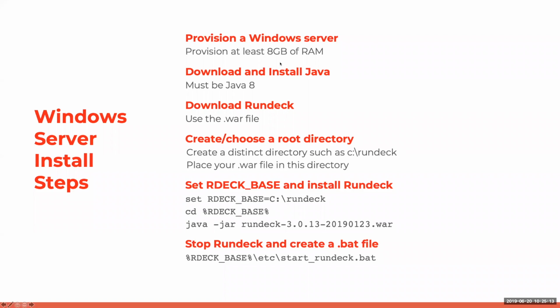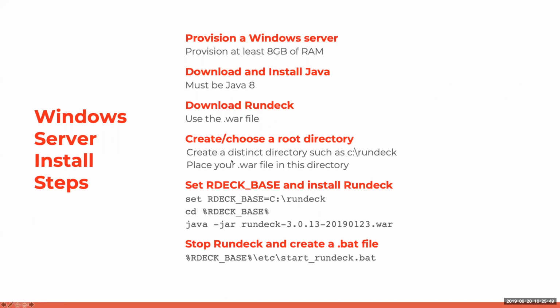In my own personal experience, I'd say you want to have at least 8 gigs of RAM. I know our minimum in our system requirements is 4 gigabytes, but with Windows, it seems like Windows is a bit of a RAM hog. So I'd start with a little bit higher amount, and you'll have better performance. Download and install Java. It needs to be Java 8, and then download Rundeck, the WAR file, since that's what you're going to use with the Windows install.